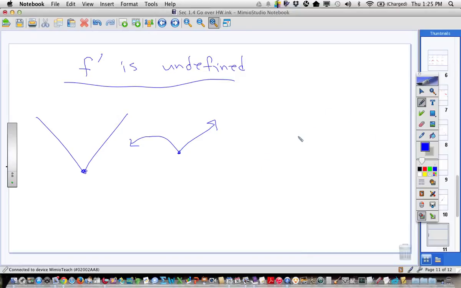The other time is when you get a vertical tangent. Here's a graph. This is x to the 1/3, cube root. Right there, we've got a vertical tangent. Vertical lines, of course, are undefined also. So those are 2 places when the derivative is undefined, at a sharp point or when you get a vertical tangent line. Okay?